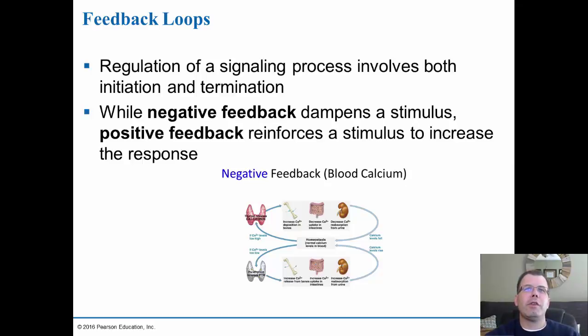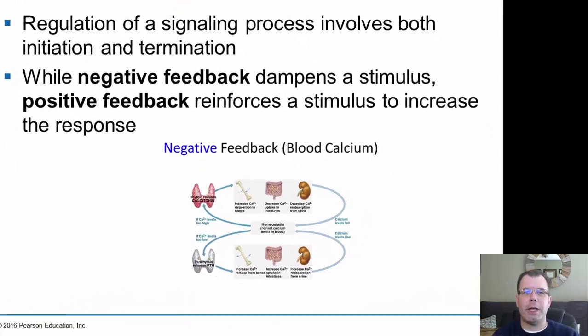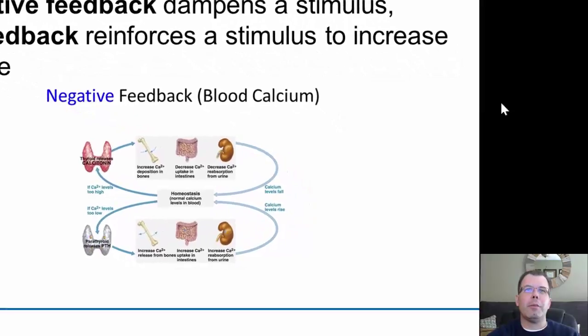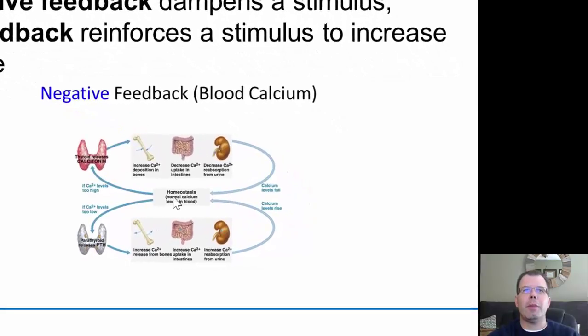Now, most of these systems are based on feedback loops, and so you'll see that again. Typically, what you see is either a positive feedback or a negative feedback, so you either turn something on or shut something down depending on whether the response is needed. The example that I have here is the negative feedback with calcium.